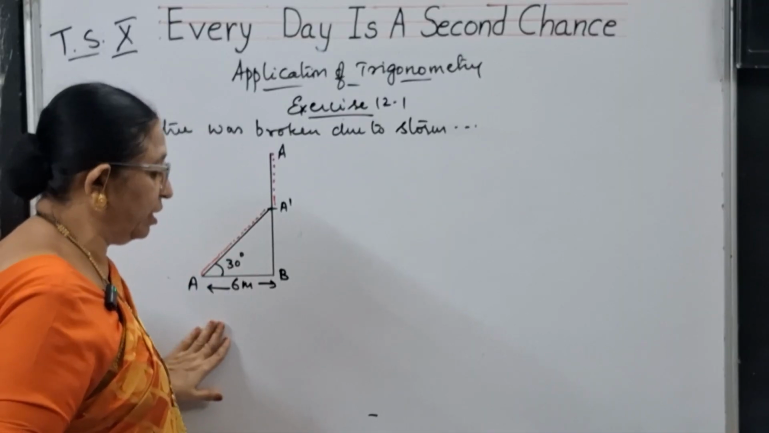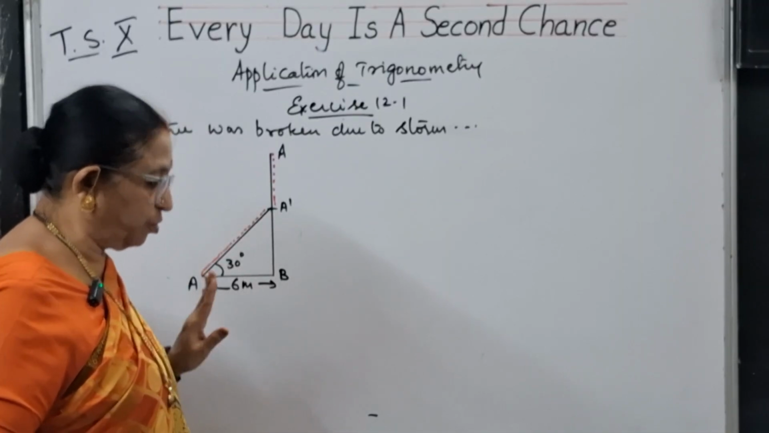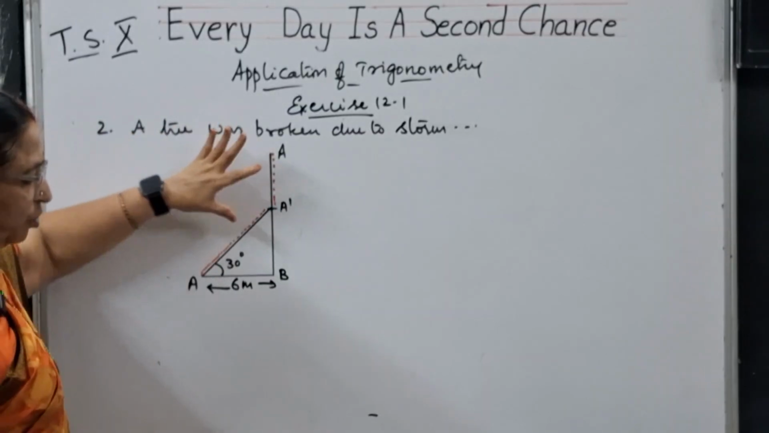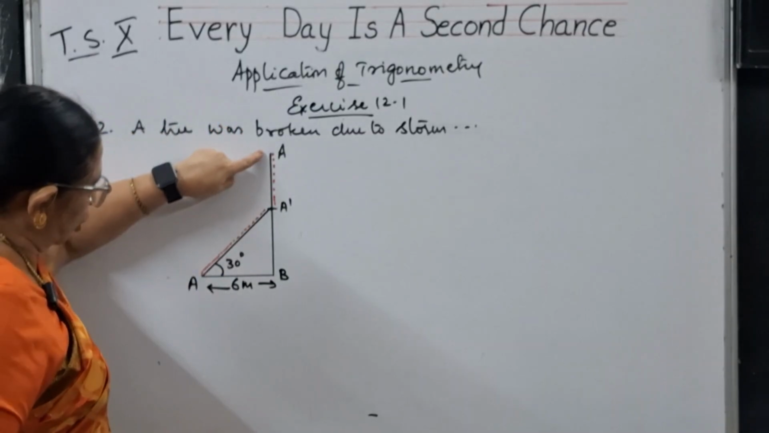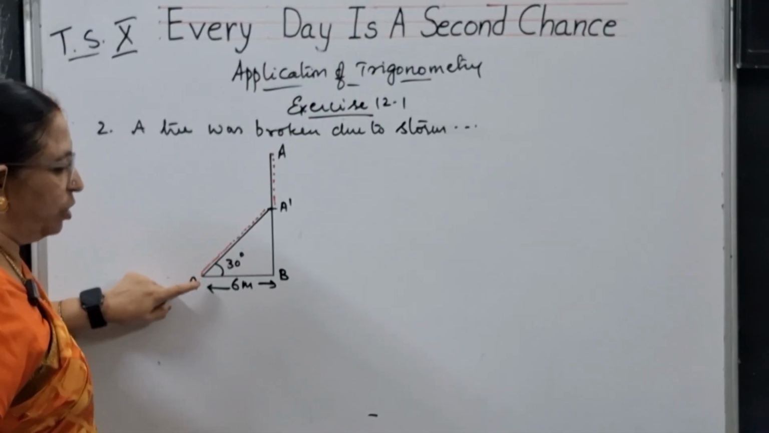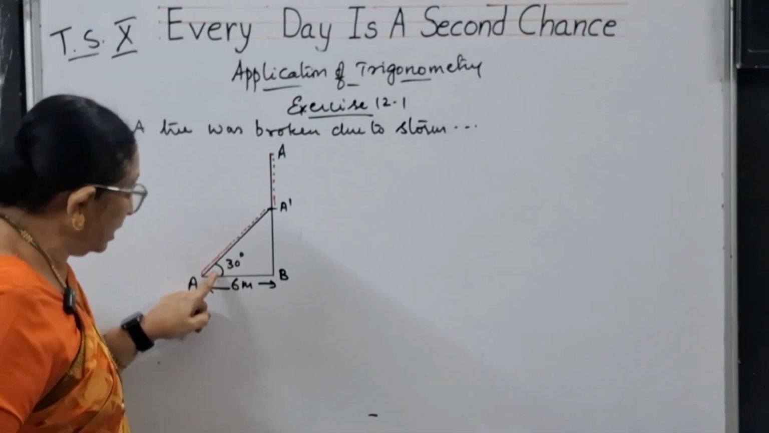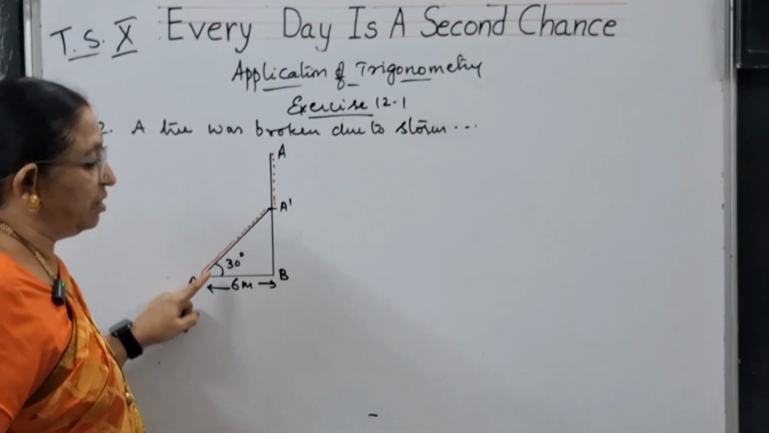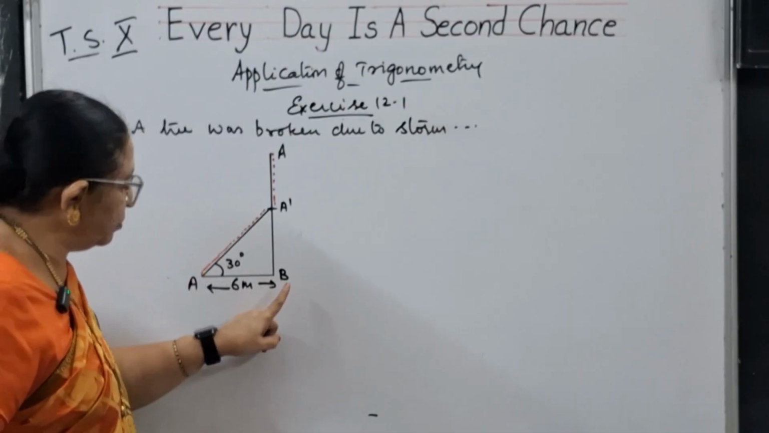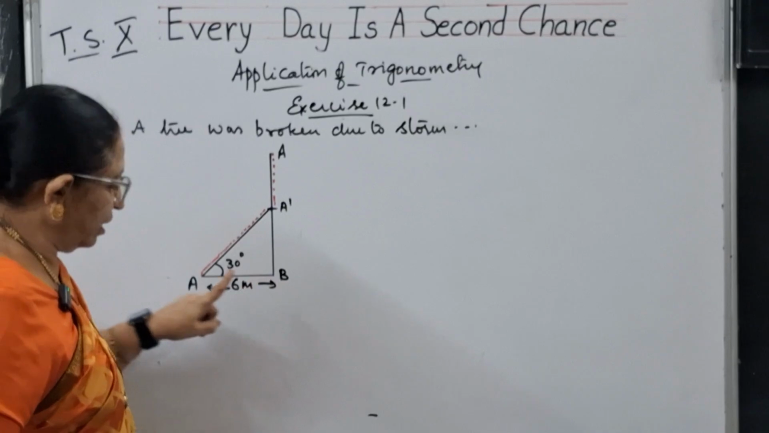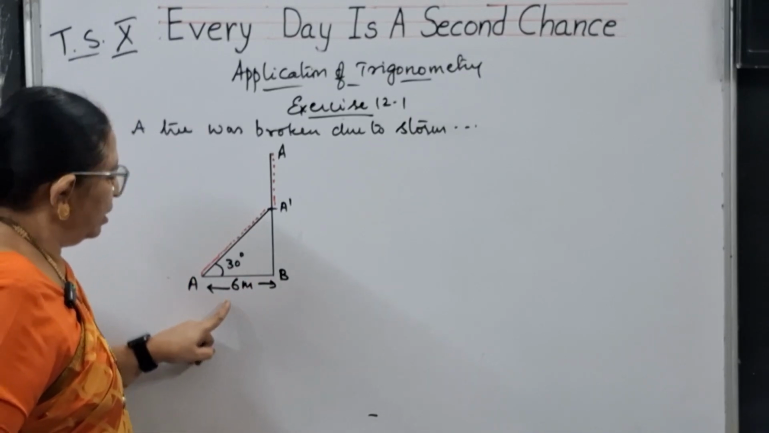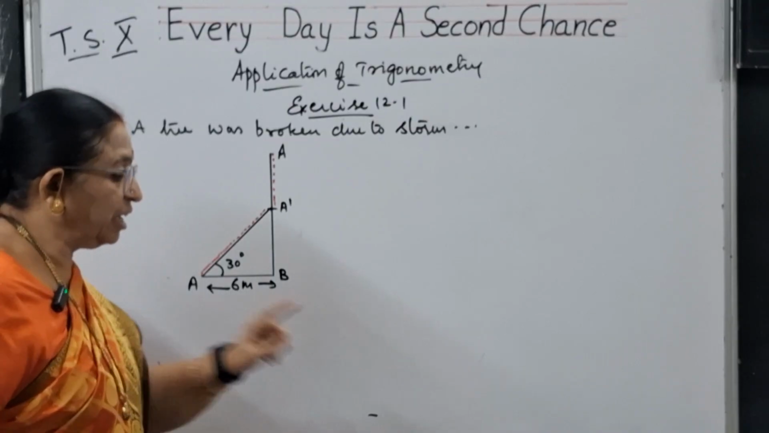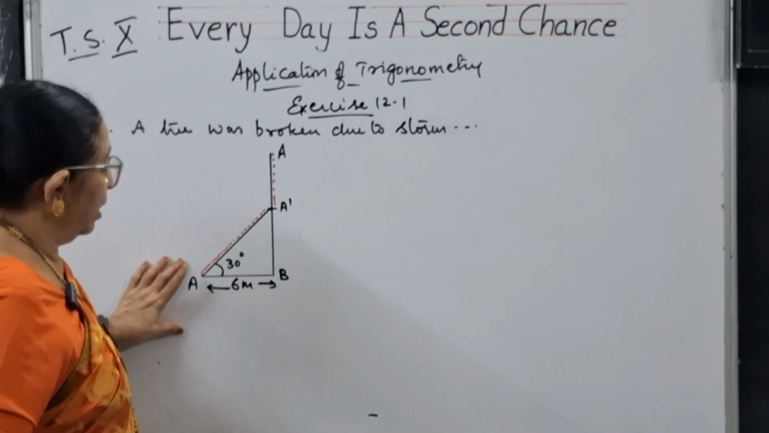Just observe the figure. A tree was broken due to storm, and the broken part of the tree bends so that the top of the tree touches the ground, making 30 degrees to this part. By making 30 degrees with the ground, the distance between the foot of the tree and the top of the tree on the ground is 6 meters. This distance is 6 meters. Find the height of the tree before it has fallen.